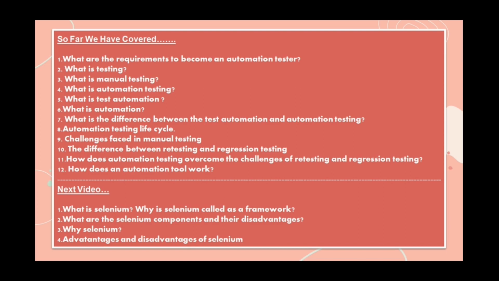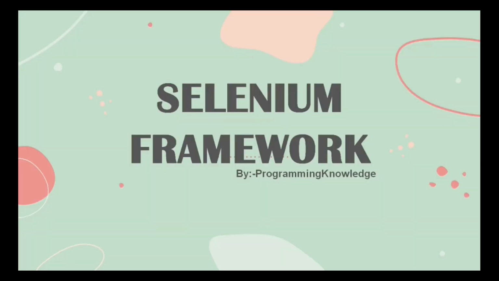Then the most important thing we have studied is the automation testing life cycle, in which I have explained which test cases should be manually tested and which should be automated. Then we saw what are the challenges faced in manual testing, that is the retesting and the regression testing. That is why the automation testing came into picture, and the difference between the retesting and the regression testing. Then we studied how the automation tool will overcome this challenge and how does any automation tool work. So in the previous tutorial, we learned how does an automation tool work and how does it overcome the challenges in manual testing.